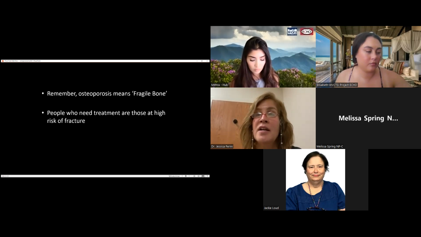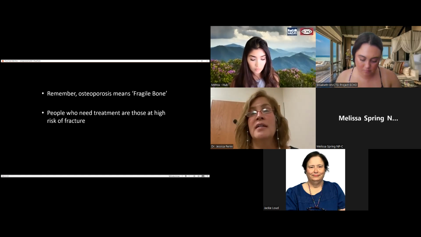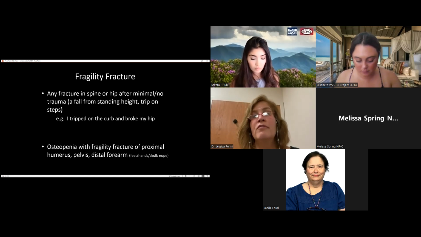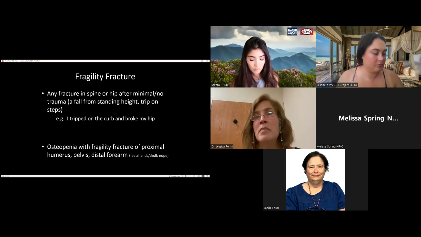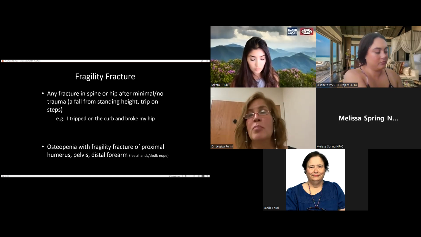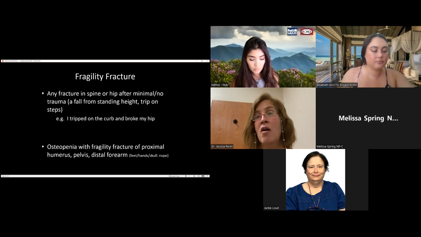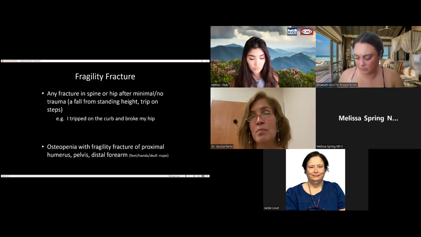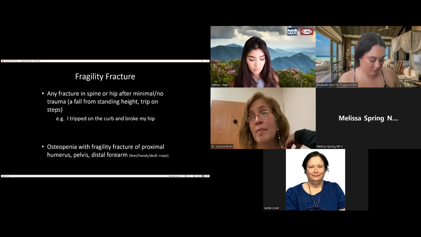Okay, a little reminder, osteoporosis means fragile bones. So people who need treatment are those at high risk of fracture. Next slide. Fragility fractures are the third way to diagnose osteoporosis. This is a term that refers to any fracture in the spine or hip after minimal to no trauma. So for example, you're standing or walking, just standing height, and you fall and you break something, your spine or your hip, or you trip on a step. I tripped on the curb and broke my hip.